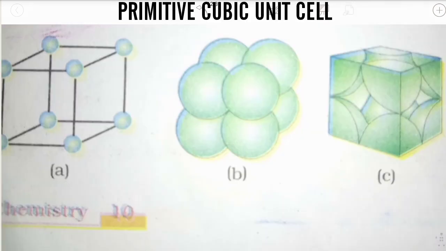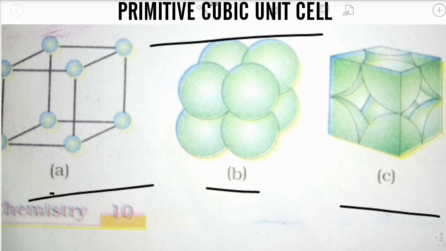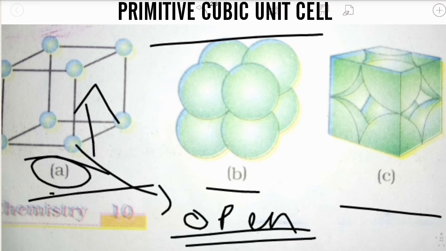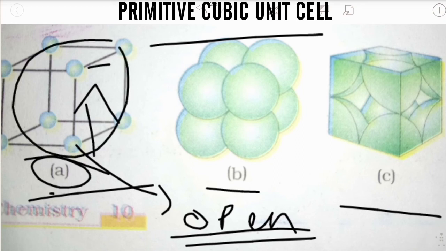A primitive cubic unit cell has been depicted in 3 different ways. Figure A represents only the center of the particle occupying that position and not its actual size. Such structures are called open structures. The arrangement of particles is very easy to see in open structures.